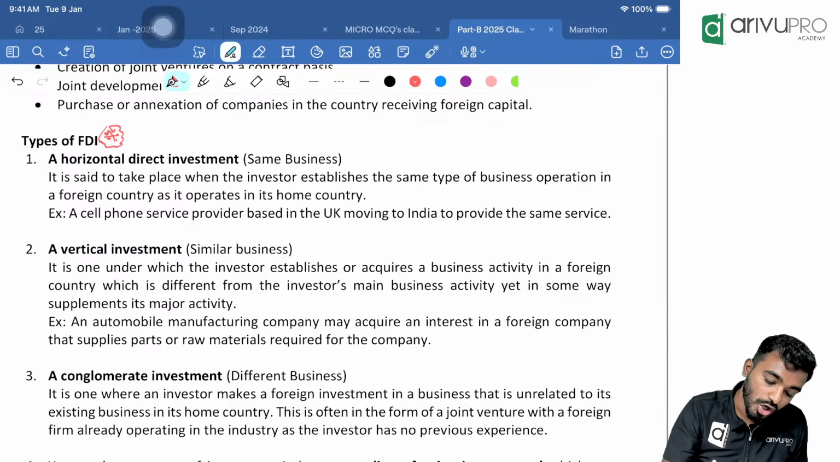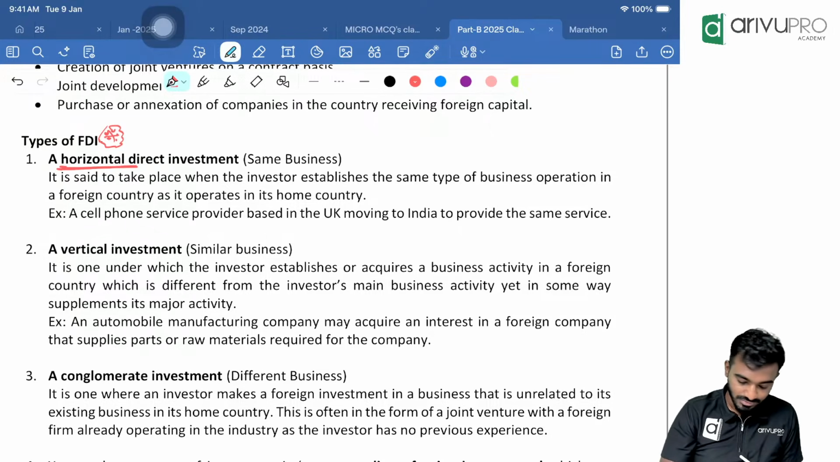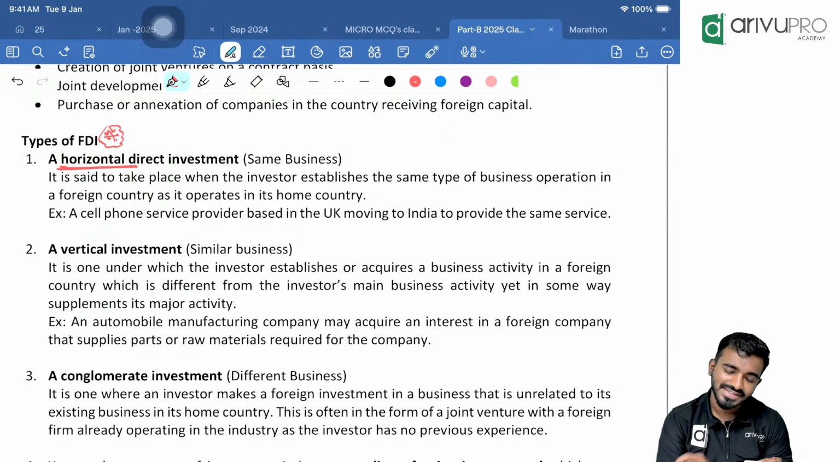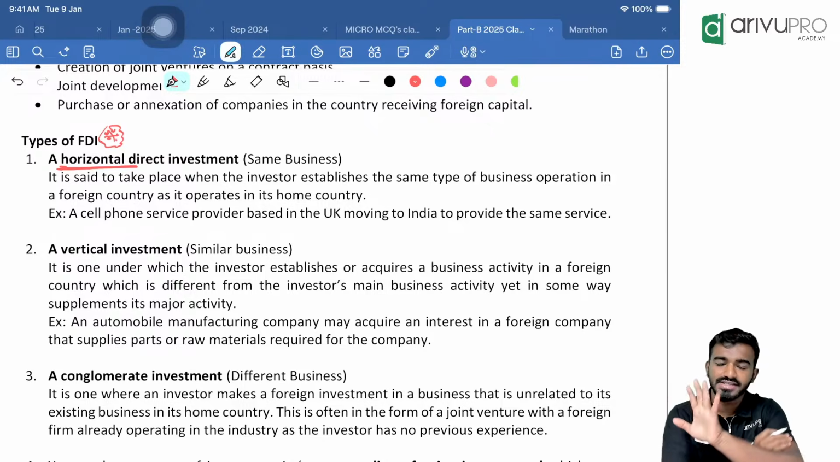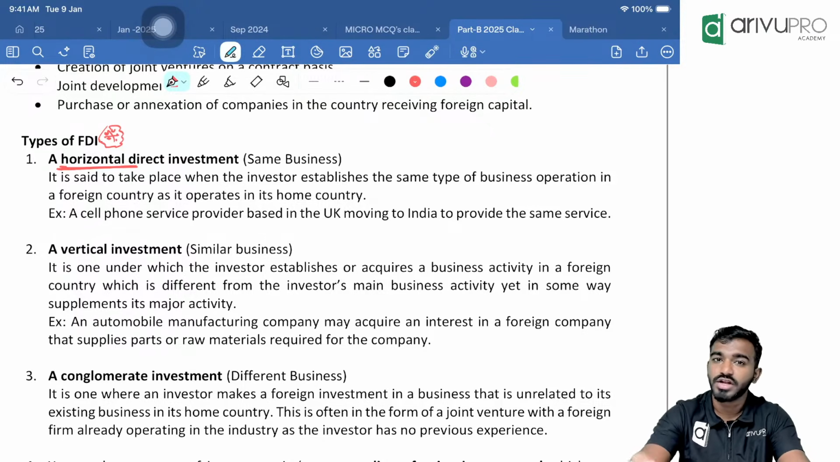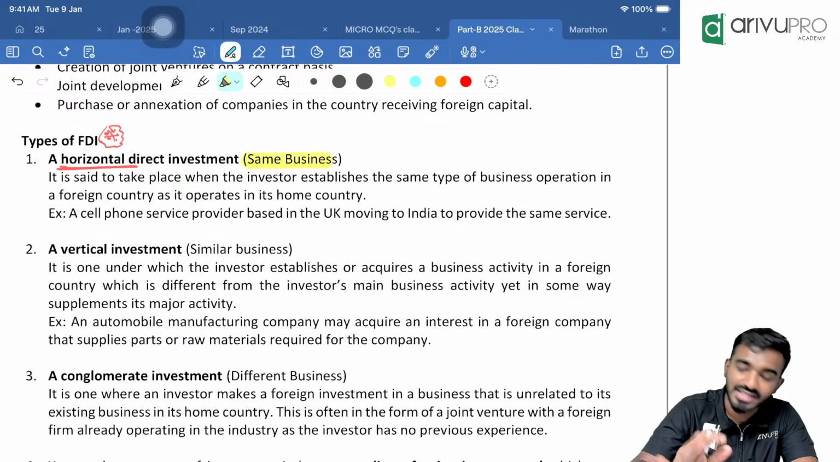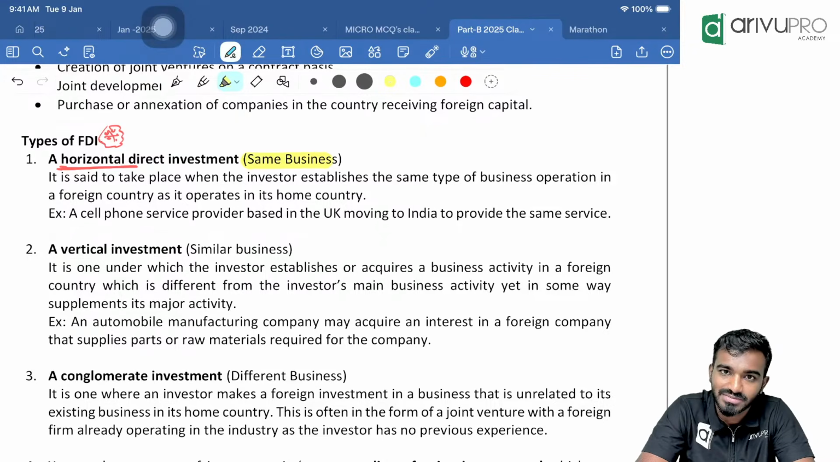The very first one, horizontal direct investment. That means I will come to another country and start the same business that I am doing in my home country. Let's assume Yamaha, a motor vehicle company, two-wheeler motor vehicle. From Japan, all the way they will come to India and do the same business in India. So when they come to another nation and conduct the same business, that is called horizontal direct investment.